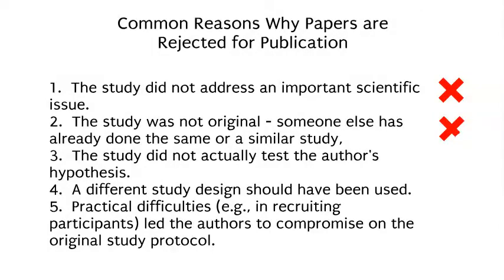Second, the study was not original. Someone else had already done the same or similar study. Right now, there is a bias against replication in journals, and most of them would rather publish originally designed studies than replications. But replication is important in science, so there is a growing trend in publishing replications among journals.